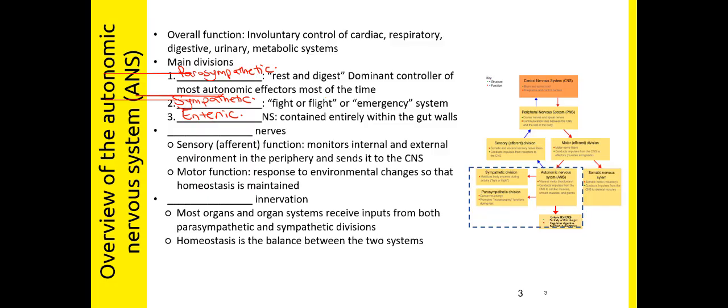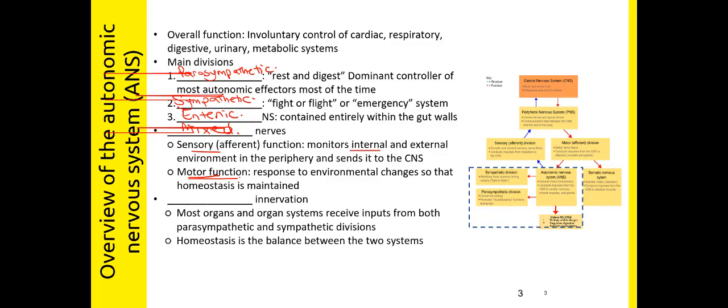The autonomic nervous system is considered a mixed bag of nerves, and mixed means that it has both sensory or afferent function as well as motor or efferent function. So basically, your ANS monitors both internal and external environments and sends that information to the central nervous system. Your central nervous system processes it and then sends information on what to do via the motor function part of the ANS.